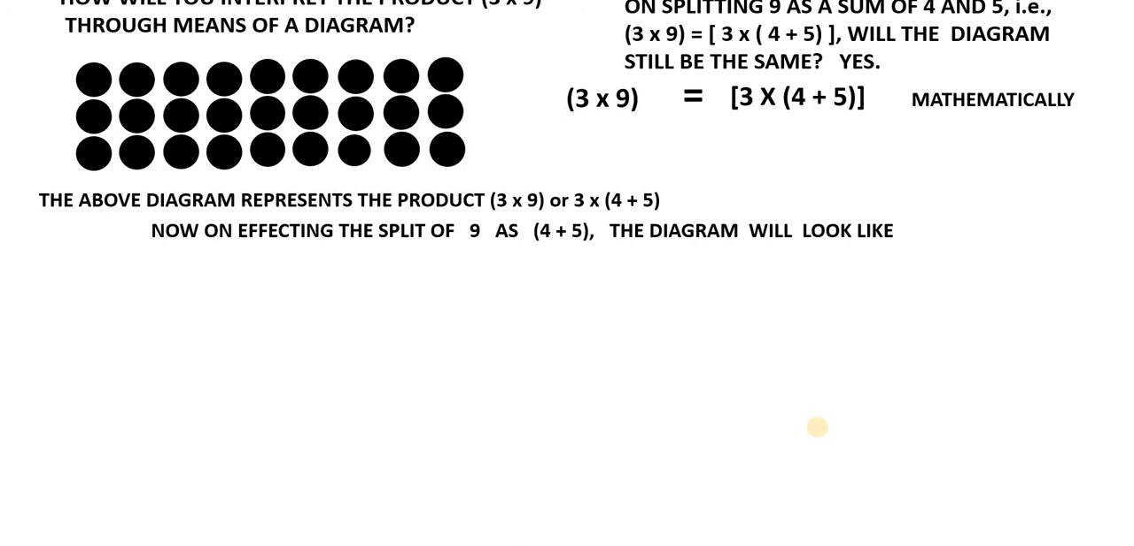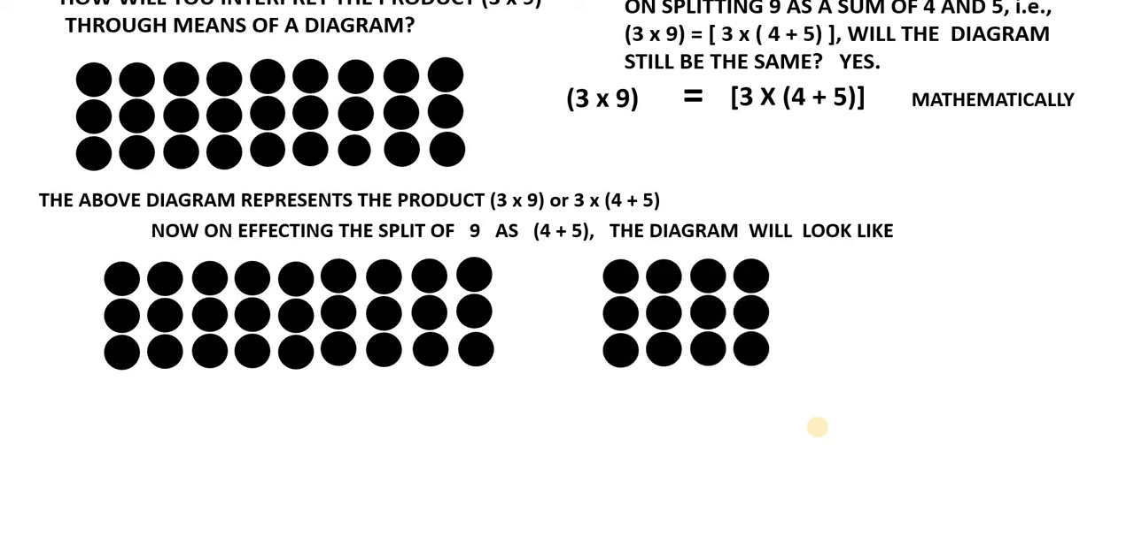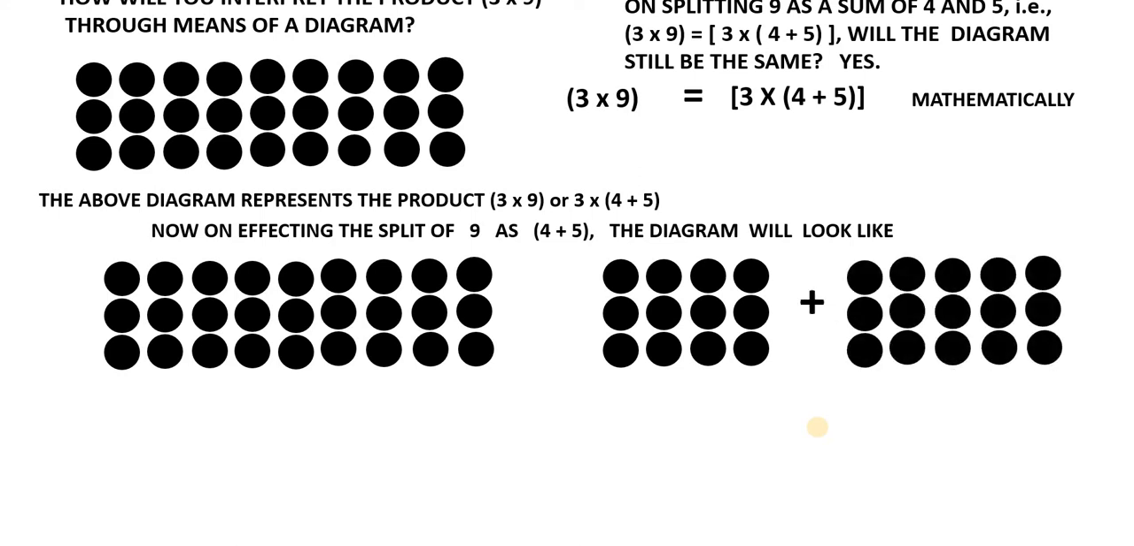Now on effecting the split of 9, the diagram will look like this. The total 3 by 9 diagram has 3 rows and 9 columns. I am going to split it as 3 rows and 4 columns, and another group of 3 rows and 5 columns. These two are combined, and the combination is represented by the symbol plus. Will it be equal? Yes, you will get the same thing.